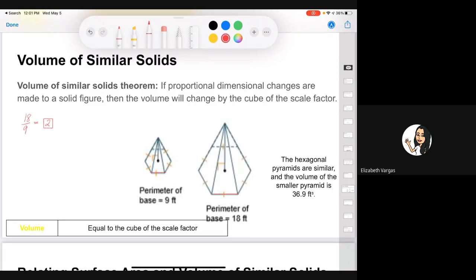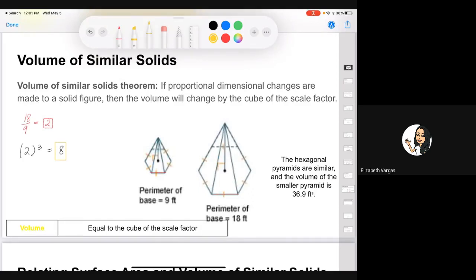Okay, but now I know my scale factor. Well, let us remember that the volume will be changed by the cube of the scale factor. So 2 cubed equals 8. This tells me that my volume will be multiplied by 8 from the smaller pyramid to the larger pyramid. So my volume increases by a factor of 8. It's multiplied by 8. Okay?